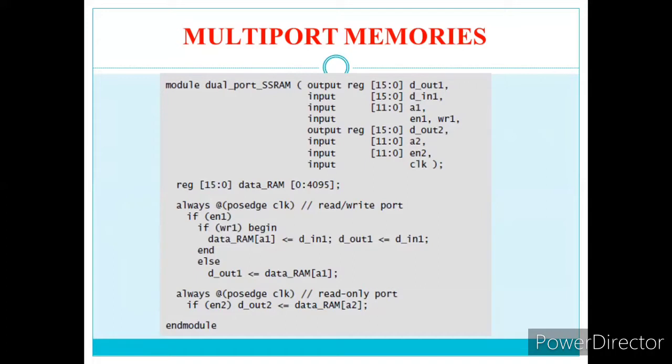Else it should perform a read, right? Then the read of the memory is given to the data out for port 1. Now for port 2, if enable is 1, whatever data is stored in the memory at address 2 is read to data out 2. So if you observe, two always blocks are used to perform the multi-port operation: one always block for one port, another always block for the other port.